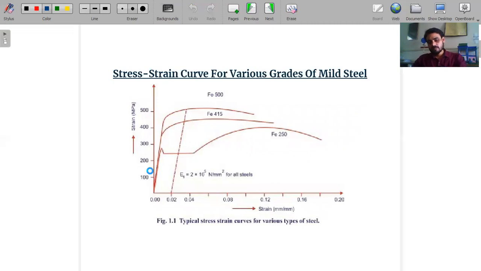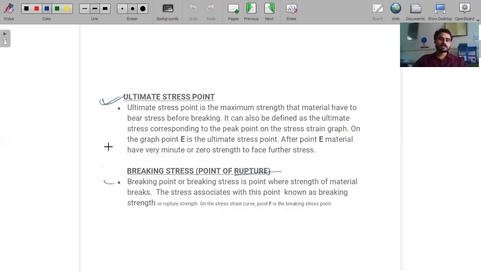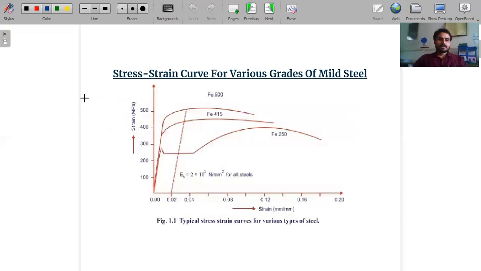So this is the process of the mild steel tensile test, and how we can conduct the tensile test of mild steel to get the stress strain relationship. That is the complete process. After that, the stress strain curve of various grades of steel. Mild steel itself is a grade. So various grades we use for civil engineering purposes.